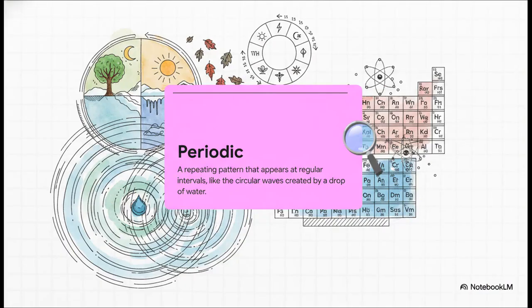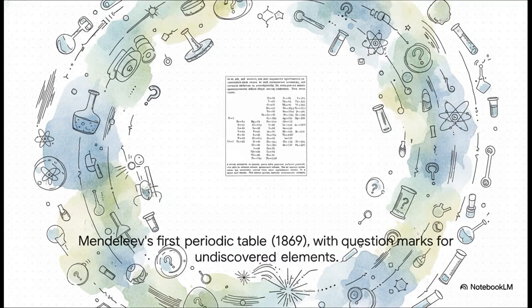He discovered that the properties of the elements repeated themselves in this predictable, regular pattern. This is what we call periodicity. Think of the days of the week, or the seasons of the year. They repeat in a cycle. Mendeleev realized the elements did the exact same thing. And here it is, his very first published table from 1869. You can see how he started grouping elements with similar properties into these vertical columns.